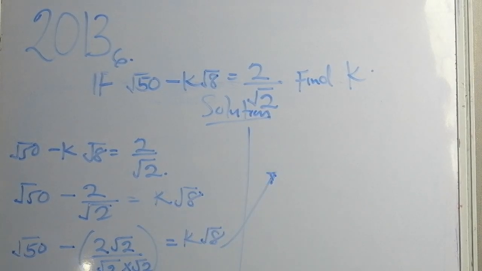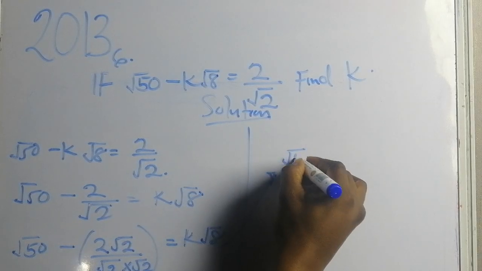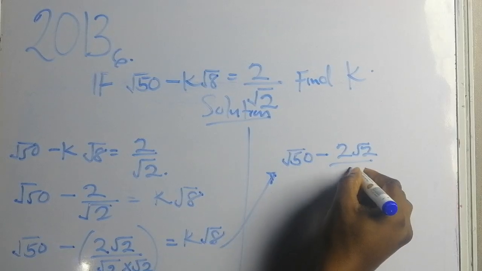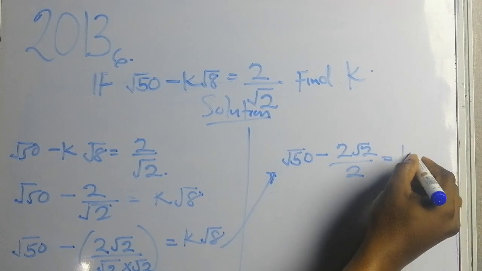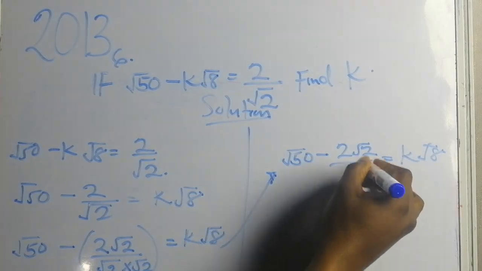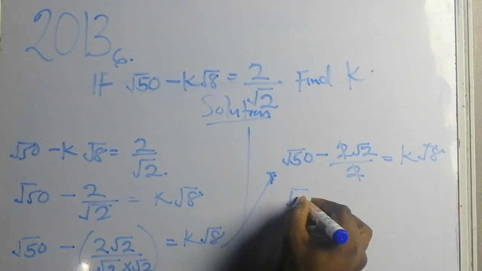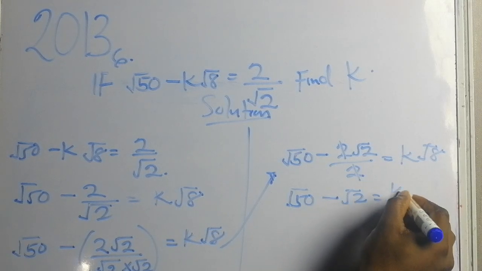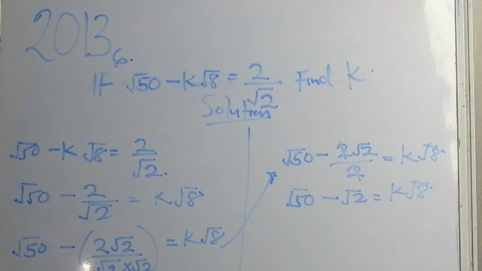So it means at the end of the day, that implies I have root 50 minus 2 root 2 over 2 equals k root 8. So 2 times 2 here is 4, and the square root of 4 is 2. So conveniently, 2 can cancel 2. So I have root 50 minus root 2 equals k root 8.